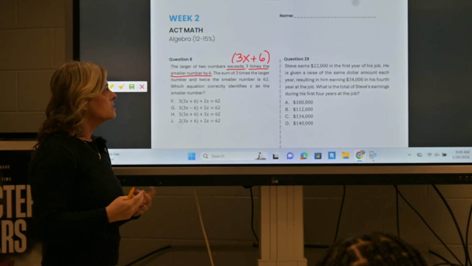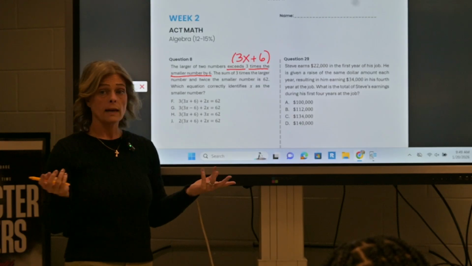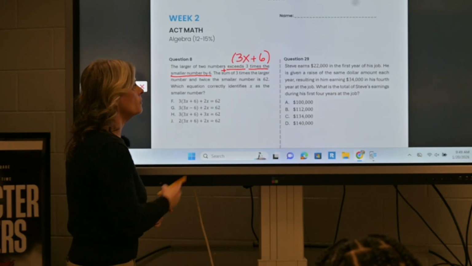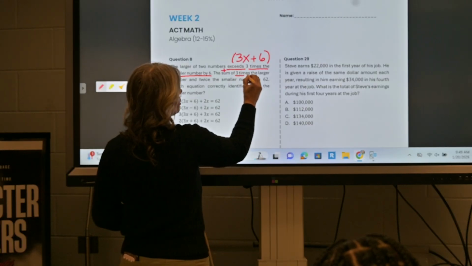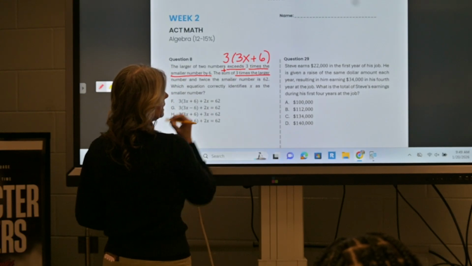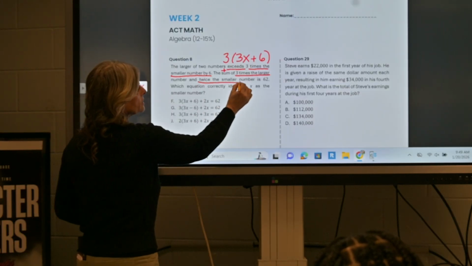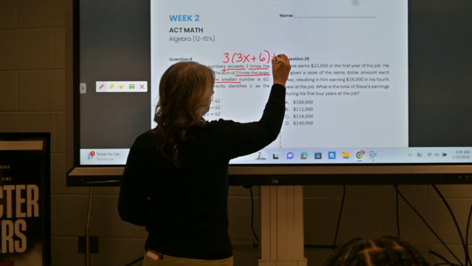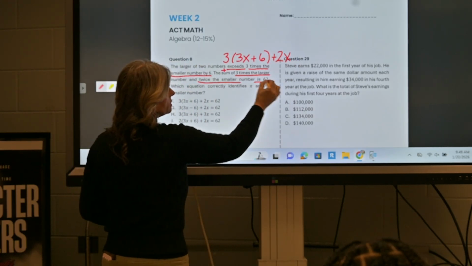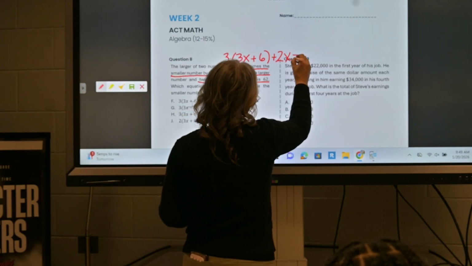Then it says the sum. What does the sum mean again? We're adding, right? We're adding. So the sum, we're going to add together 3 times my larger number. So this was the larger number, right? So 3 times my larger number and twice the smaller number is 62. Is your equal sign, okay? Equals 62.